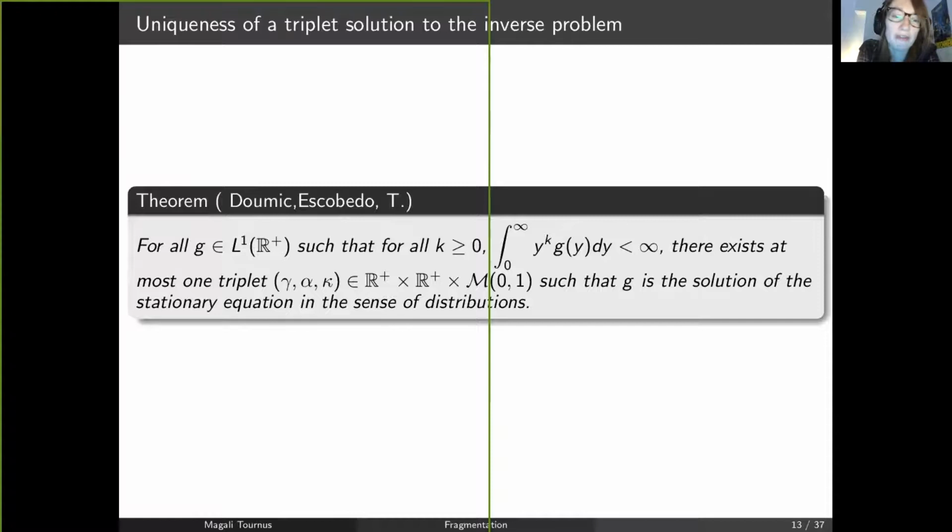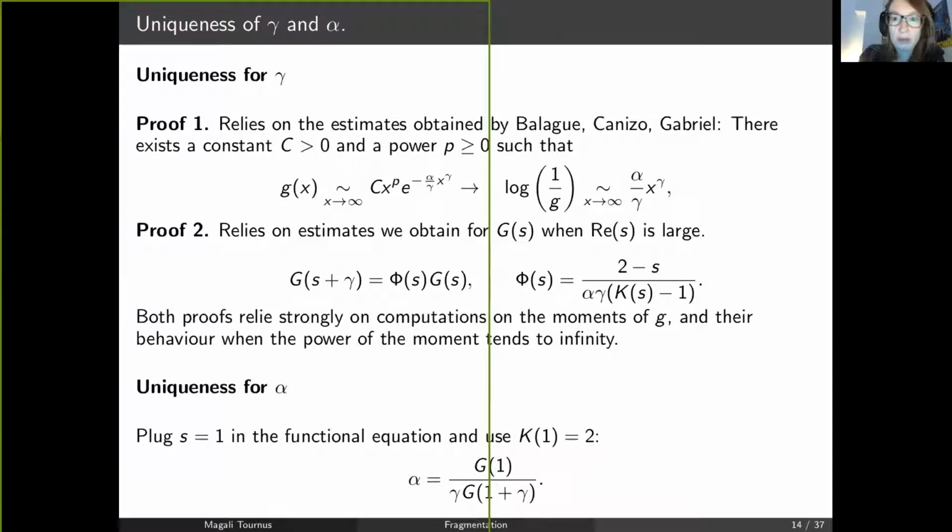Of course, we don't have existence, which means that if I take any random function in L1, it may not be the stationary profile of some fragmentation equation. But we have uniqueness of the parameters. I will talk a little bit about the uniqueness for gamma and alpha here, and kappa also.